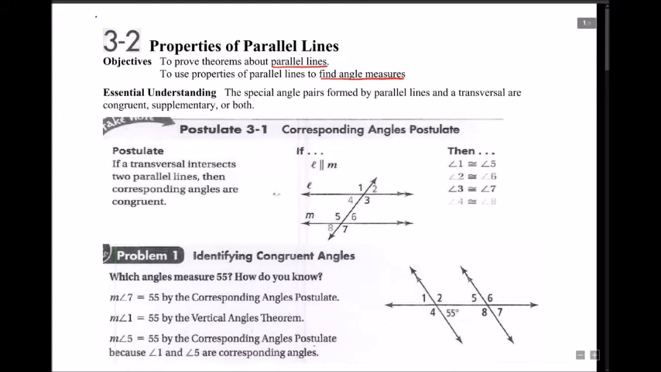to find angle measures. Now, if you remember from last lesson, we had special angle pairs that were formed by two lines being intersected by a transversal. Well, now we are intersecting parallel lines by a transversal, and those angle pairs are going to be very special. They are going to be congruent or supplementary or both sometimes.